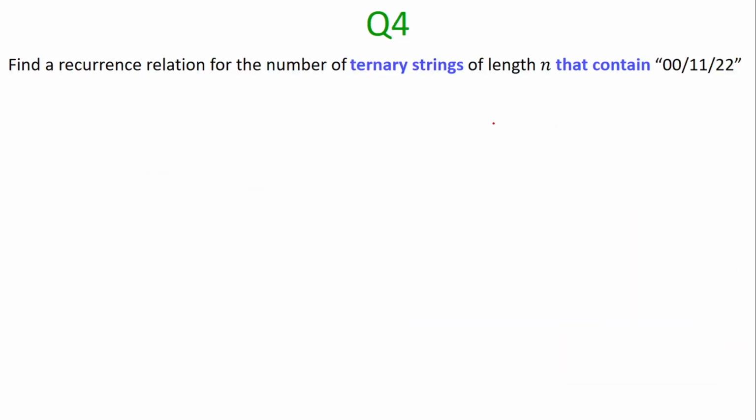Okay. Now let's go to question number 4. We want to find a recurrence relation for the number of ternary strings of length n that have an occurrence of 0, 0 or 1, 1 or 2, 2. It may have an occurrence of all of them, or it may have an occurrence of 0, 0 as well as 1, 1. I need either an occurrence of 0, 0 or an occurrence of 1, 1 or an occurrence of 2, 2. And by ternary strings, I mean that the only characters allowed in your string are 0, 1 and 2. Okay.